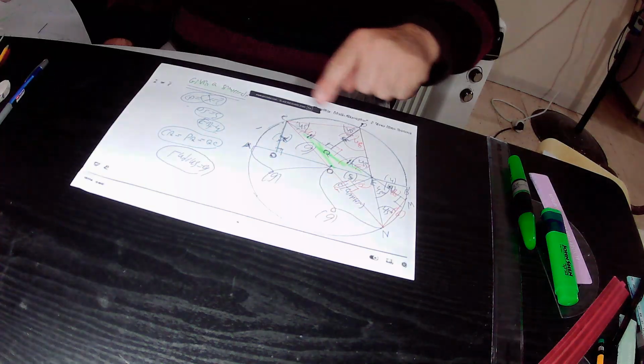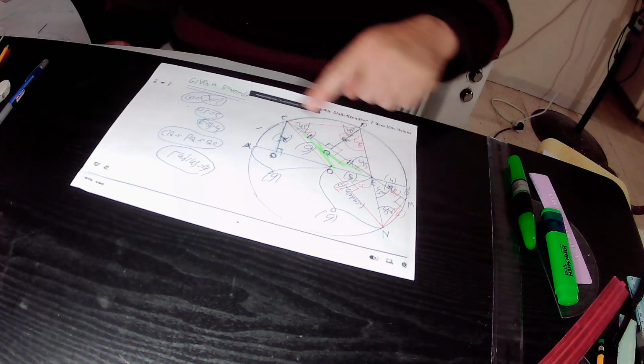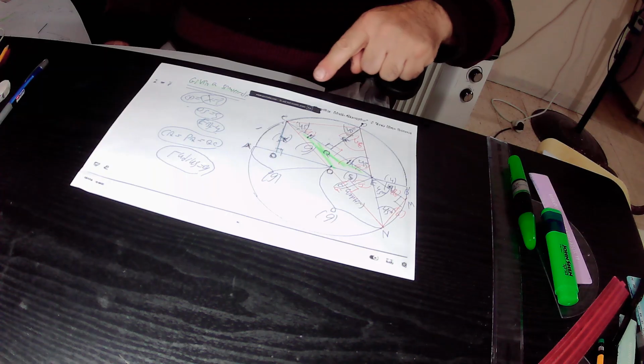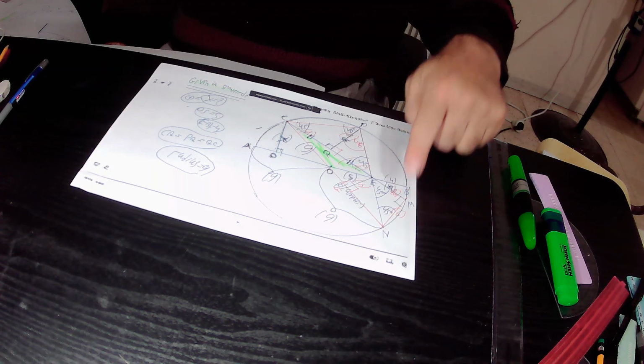So, in the drawing, we have peripheral angle CMN. That subtends on chord CN, that is the diameter of this circle, and therefore, according to rule 7, peripheral angle CMN must be equal to 90 degrees in its size.